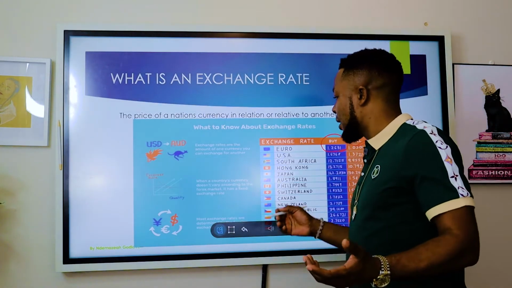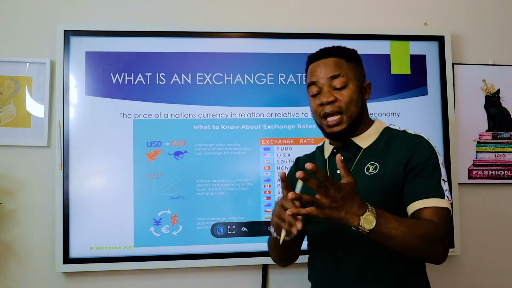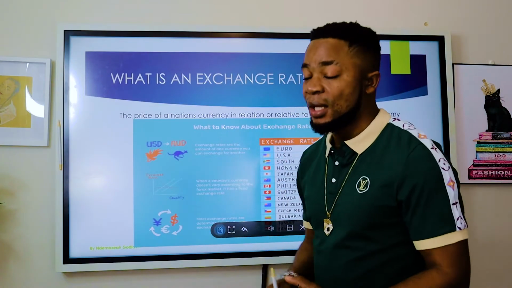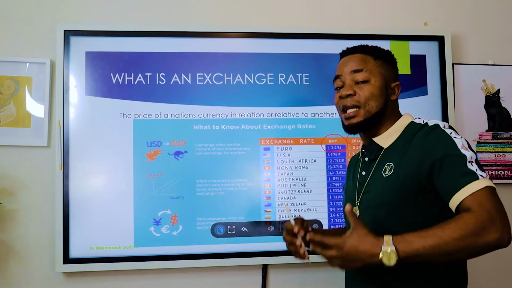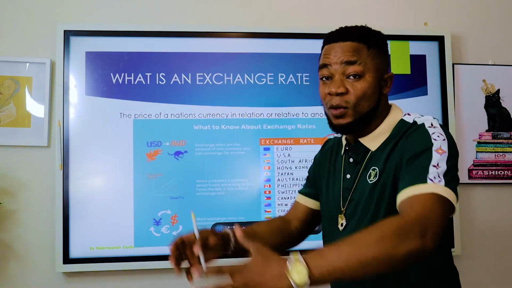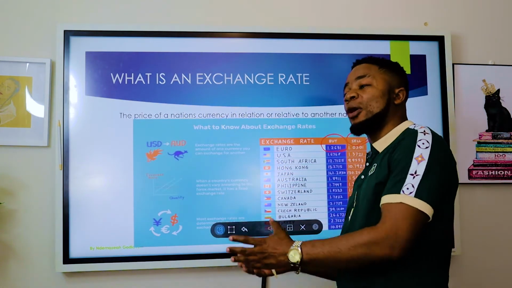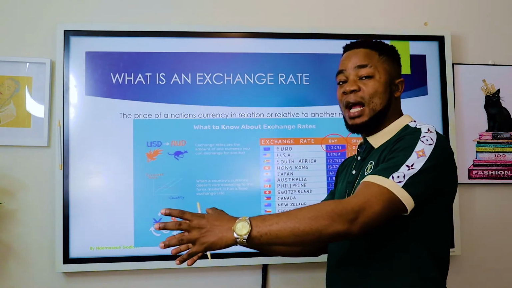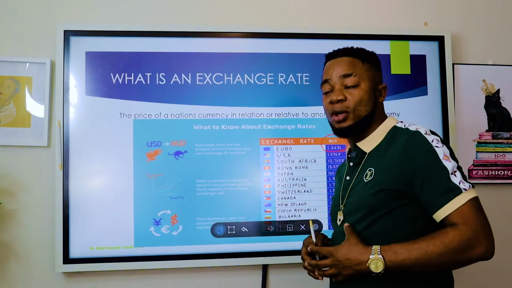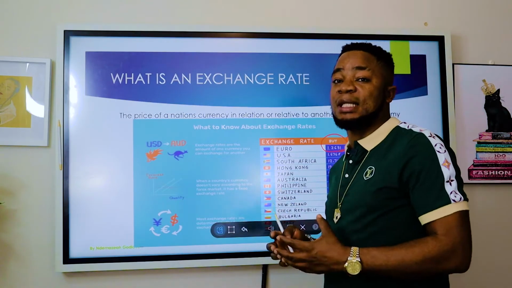So you can see each exchange rate has two prices. You have what they call the bid price, or the price the broker is ready to sell you that particular currency, and you have what they call the ask price, which is the price the broker is ready to buy that particular currency from you.